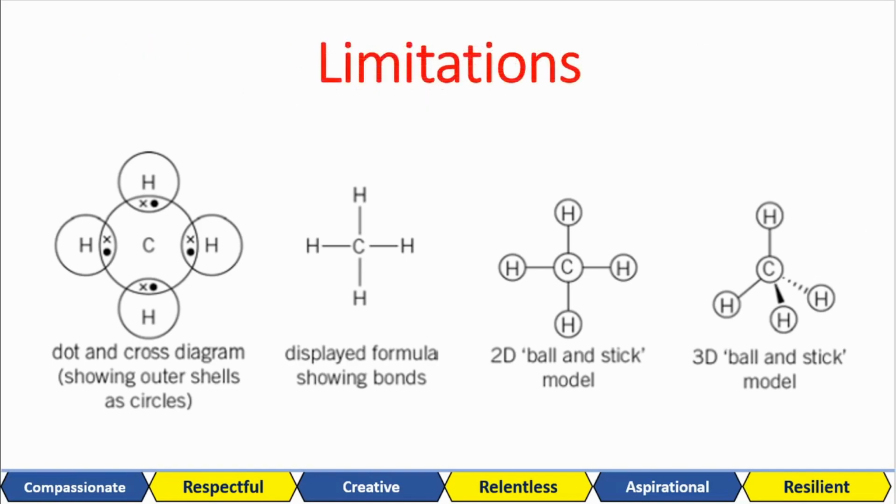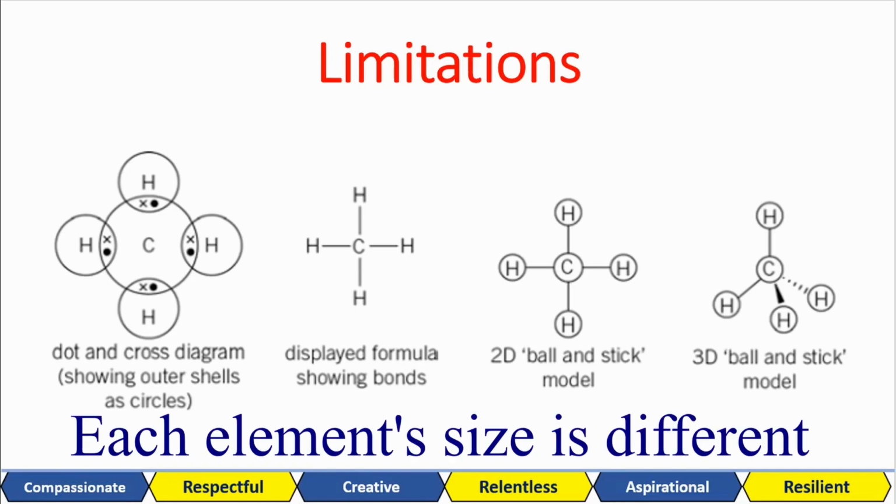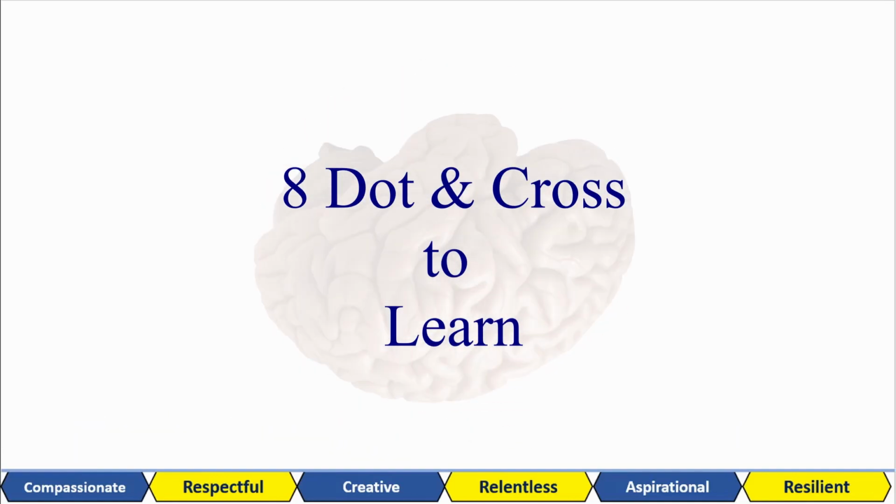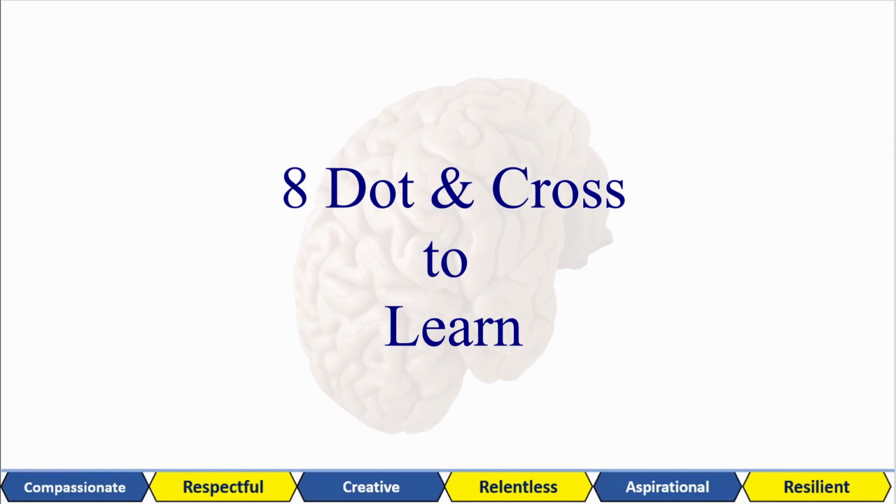We have some limitations to using these 3 models here. That is that they do not show how the atoms are arranged in 3D space. And these 3 over here do not show the sharing of electrons, and they're not all the same size. We have 8 covalent dot and cross diagrams that you need to be able to draw, okay?